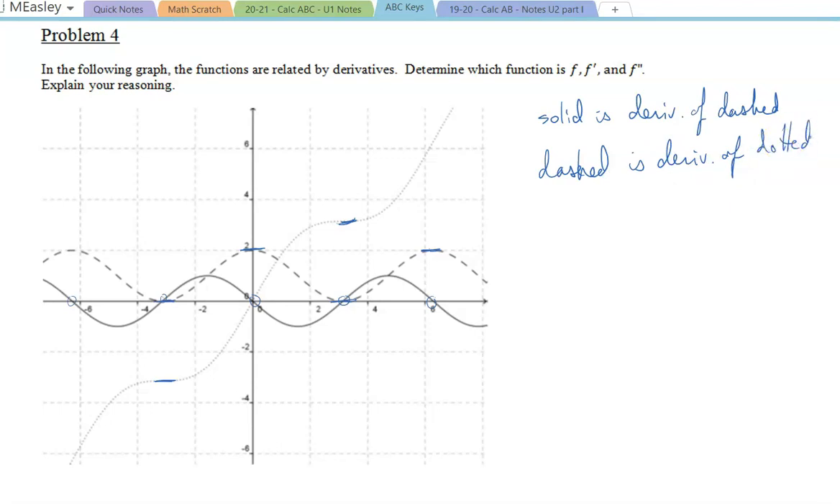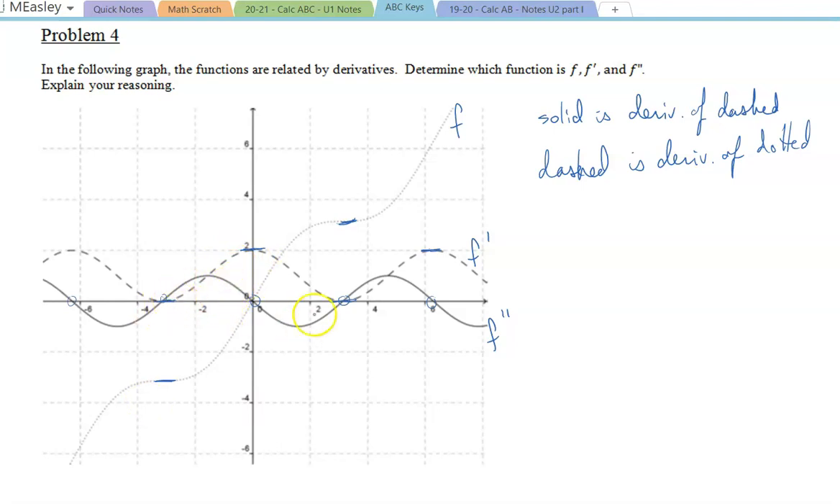So arranging that means that this curve must be f, this one must be f prime, and this one must be f double prime. And actually I do know what the equations for each of these are, so hopefully you noticed, at least by looking at these two, that those are related to trig functions.